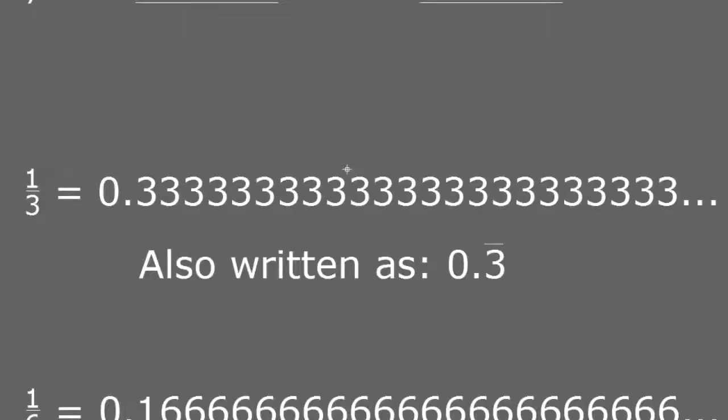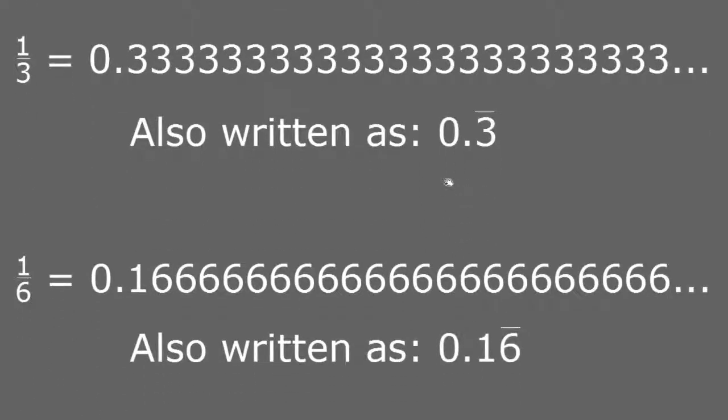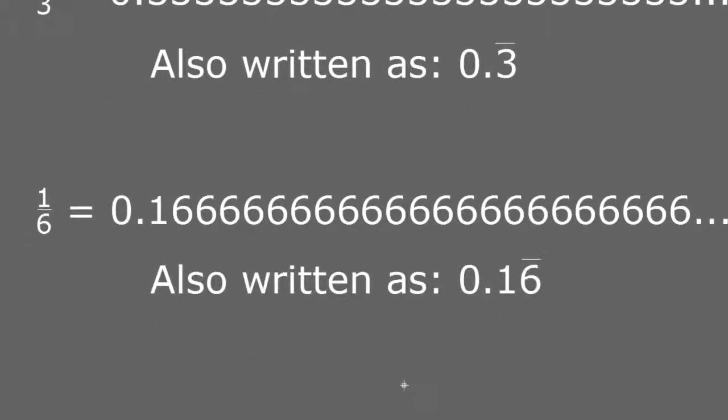Sometimes it is convenient, or you just need, to express them as a decimal number. So you can write 1/3 instead of 0.333333 as 0.3 with a line on top of the 3. That is saying that the digit 3 repeats infinitely after the decimal point. Now 1/6 you can write like this, 0.1 and then the 6 with the line over it.